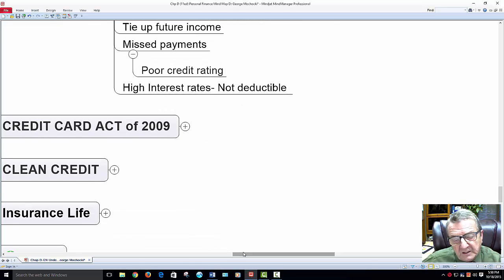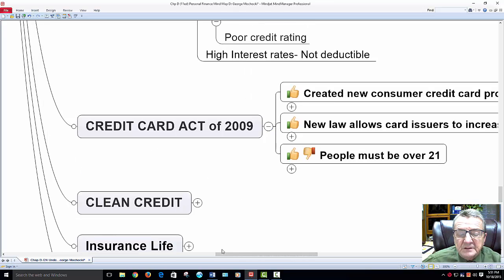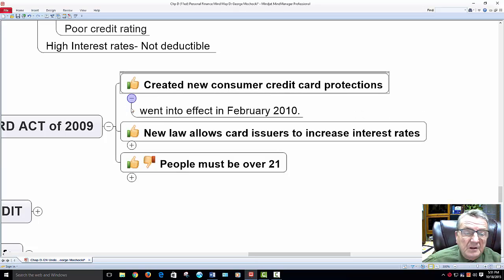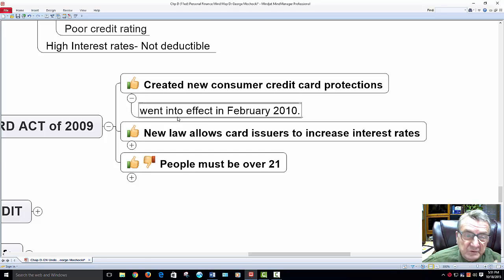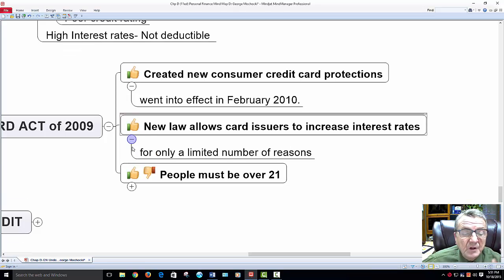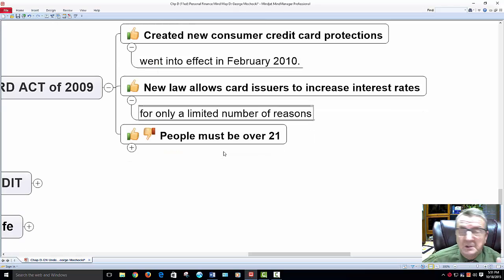Okay, now the Credit Card Act. Here's what sometimes makes college students a little bit upset. The Credit Card Act of 2009 changed some things. It created new customer credit card protection, and it did good. There are certain things credit card companies couldn't do, like change rates without any prior notification. New laws allow credit card issuers to increase interest rates only for a limited number of reasons. They couldn't do it arbitrarily because they wanted to. Before, it was, "I just raise it up, and next thing, they got me in for 2%, next time I'm paying 22%." What happened?